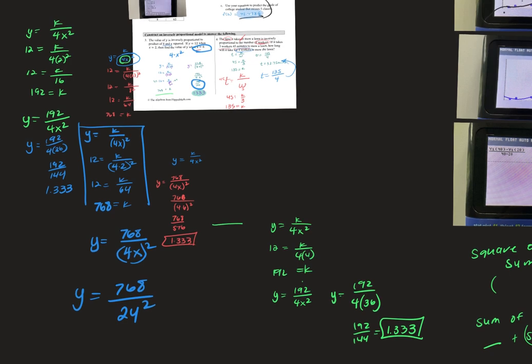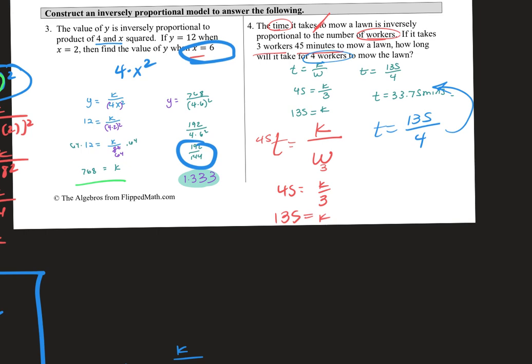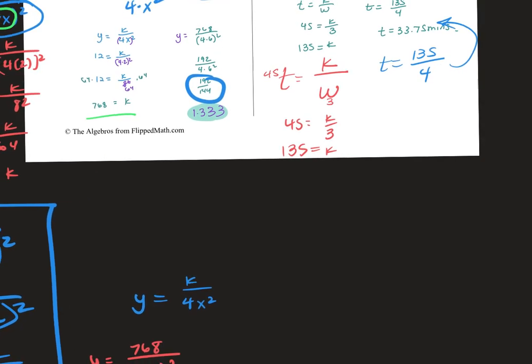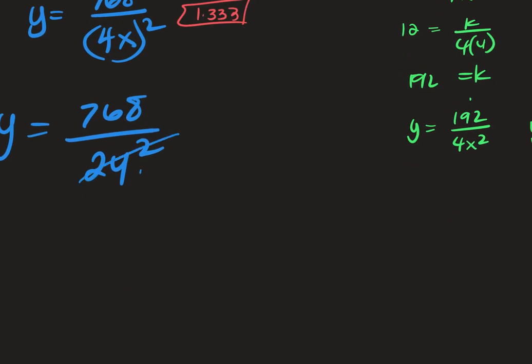24 squared is, I already did this work. I don't want to have to look it up again. No, that's 12 squared, right? That's 576. And then 768 divided by 576 is the 1.33.